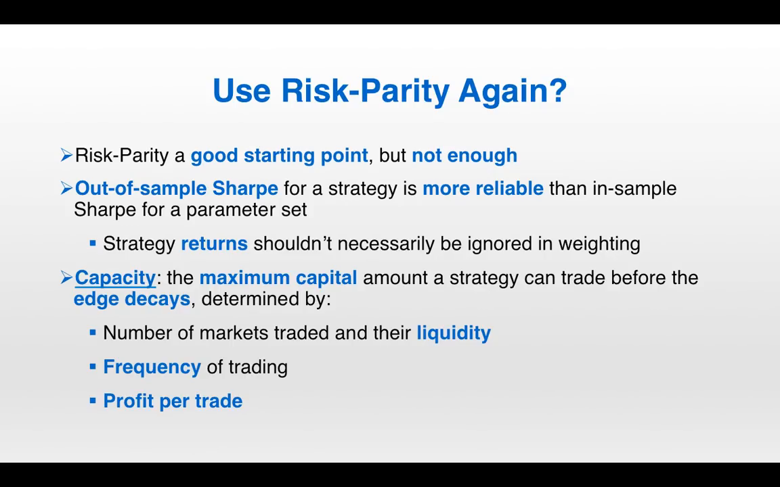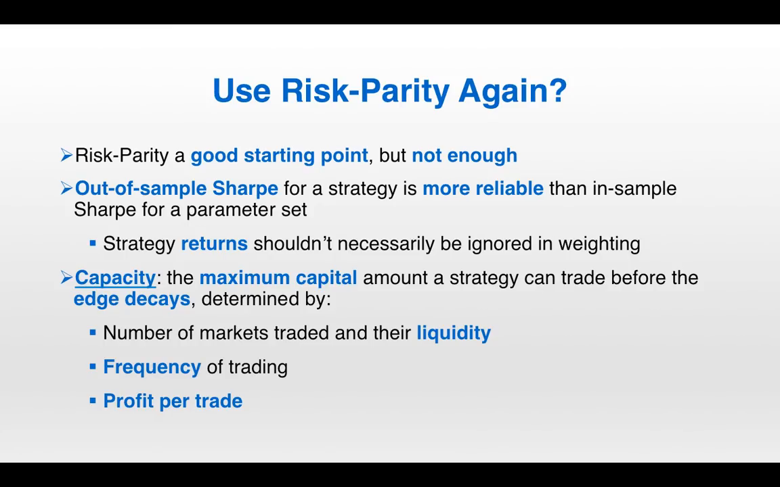There's too many other factors when it comes to allocating weight to strategies that weren't there in terms of allocating weight to parameter sets for a given strategy. First of all, the out-of-sample Sharpe ratio for a strategy is a lot more reliable than the in-sample Sharpe ratio for a given parameter set. So the strategy returns shouldn't necessarily be ignored in the weight. Remember, risk parity is totally ignoring the returns. But the out-of-sample Sharpe ratio is a lot more robust than the in-sample Sharpe ratio, of course.